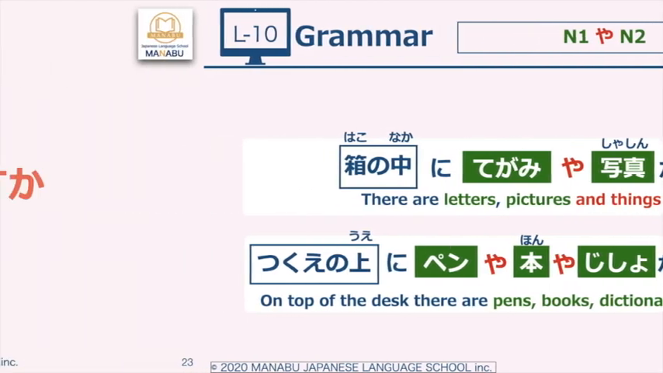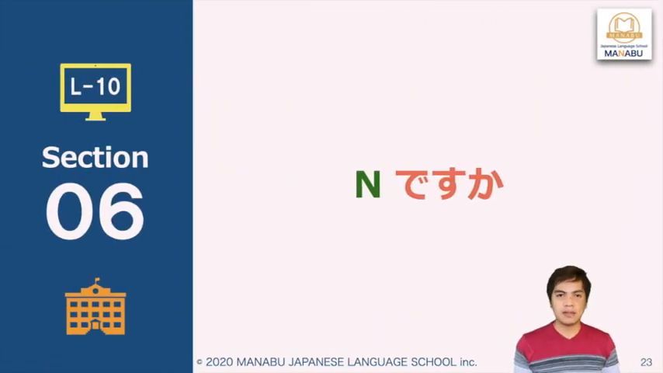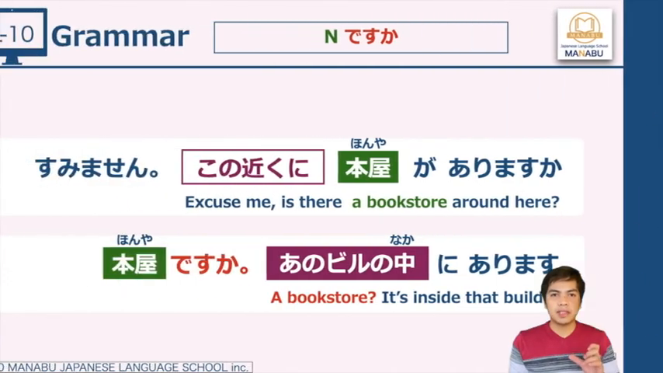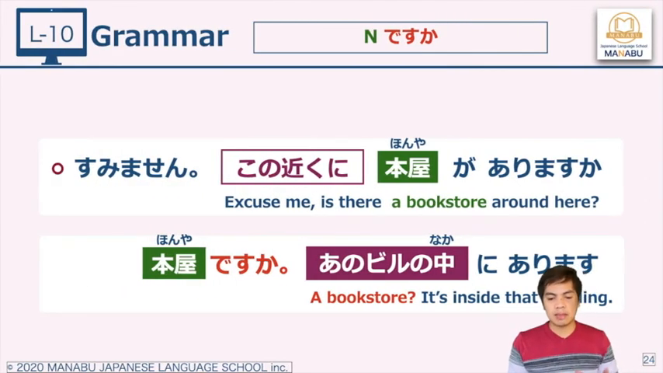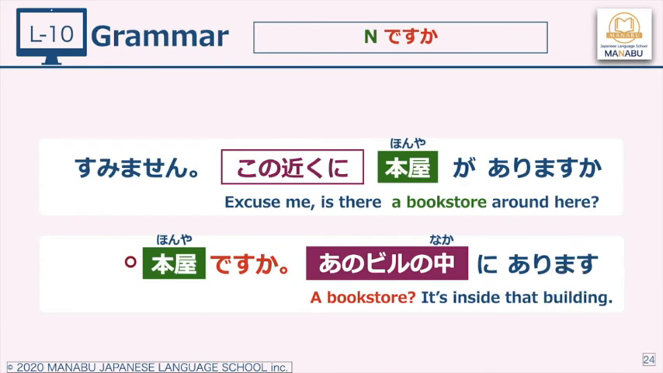Nado is optional. Grammar point number 6, noun desu ka? So, noun desu ka can be used to confirm something from the listener. So, in this example, a person is asking someone. He said, "Sumimasen, excuse me. Kono chikaku ni honya ga arimasu ka?" Honya ga arimasu ka? Is there a bookstore near here or around here? So, he answered, "Honya desu ka?" A bookstore. So, he just confirmed the question or the thing that he is looking for.